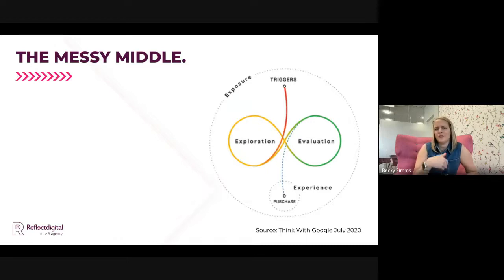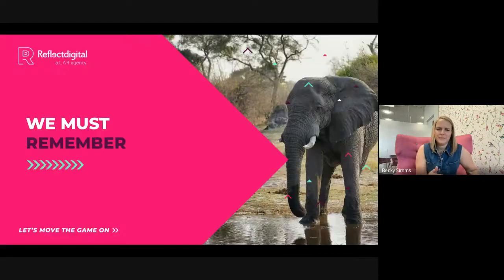You go from this trigger stage onto exploration, evaluation, and you might move between the two. I know I do that. You think you're ready to buy something, you think you've evaluated it, but then actually, oh no, I'm going to do one more search, and then you're back almost two steps before because another contender's come into your thought process. And then they get ready to move on to the purchase phase.